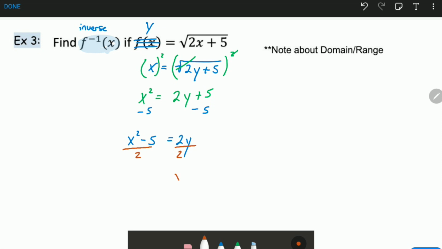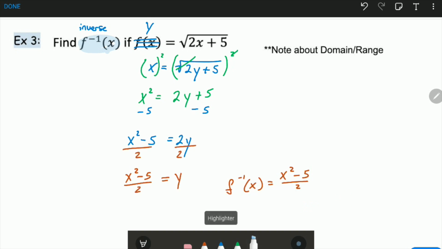Then just one more thing to get y by itself, dividing both sides by 2. So we'll have y equals x squared minus 5 over 2, or f negative 1 of x equals x squared minus 5 over 2. Now, if this 5 was actually divisible by the 2, I would probably break it up into two separate fractions and simplify that. But since it isn't, this is probably the preferred answer.